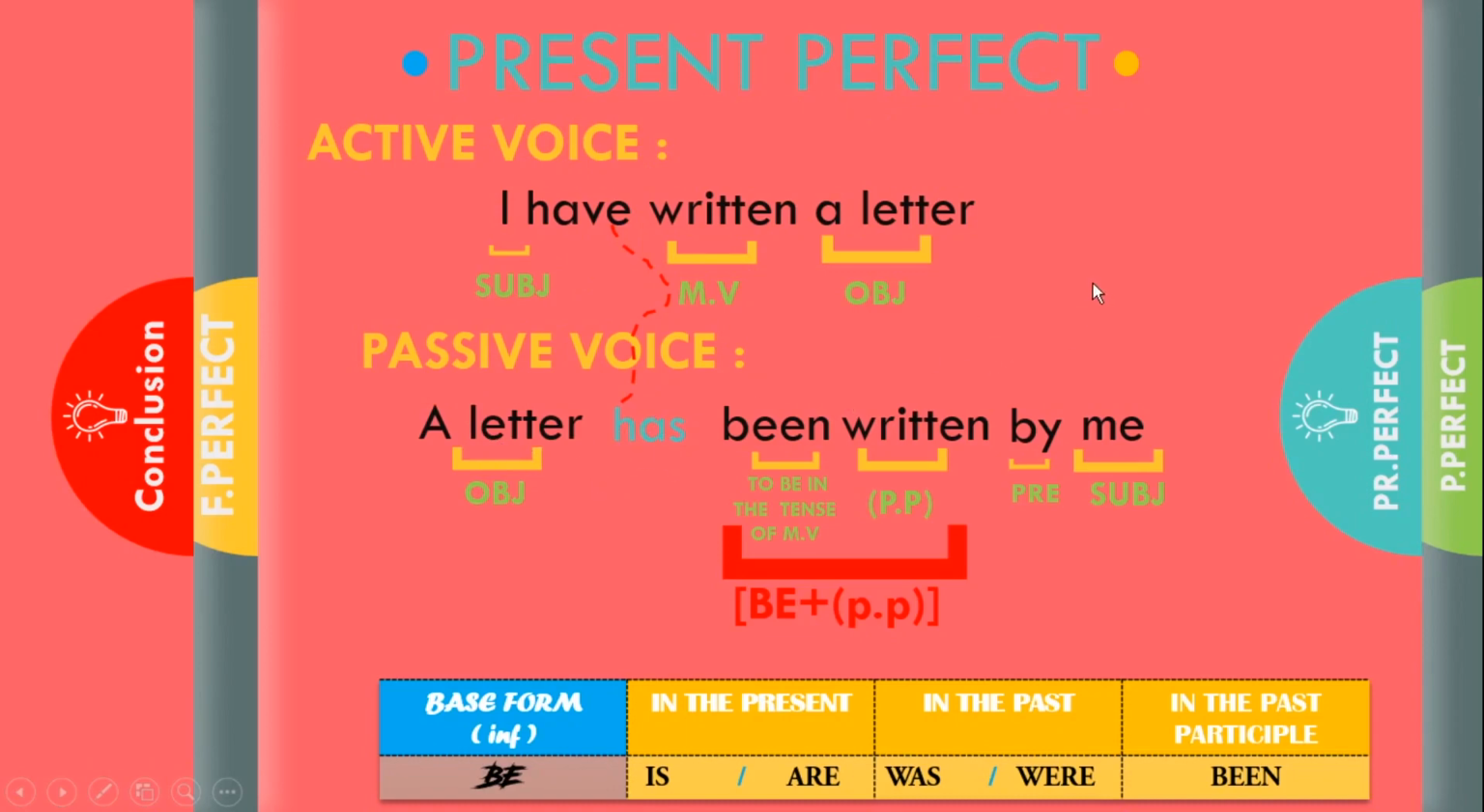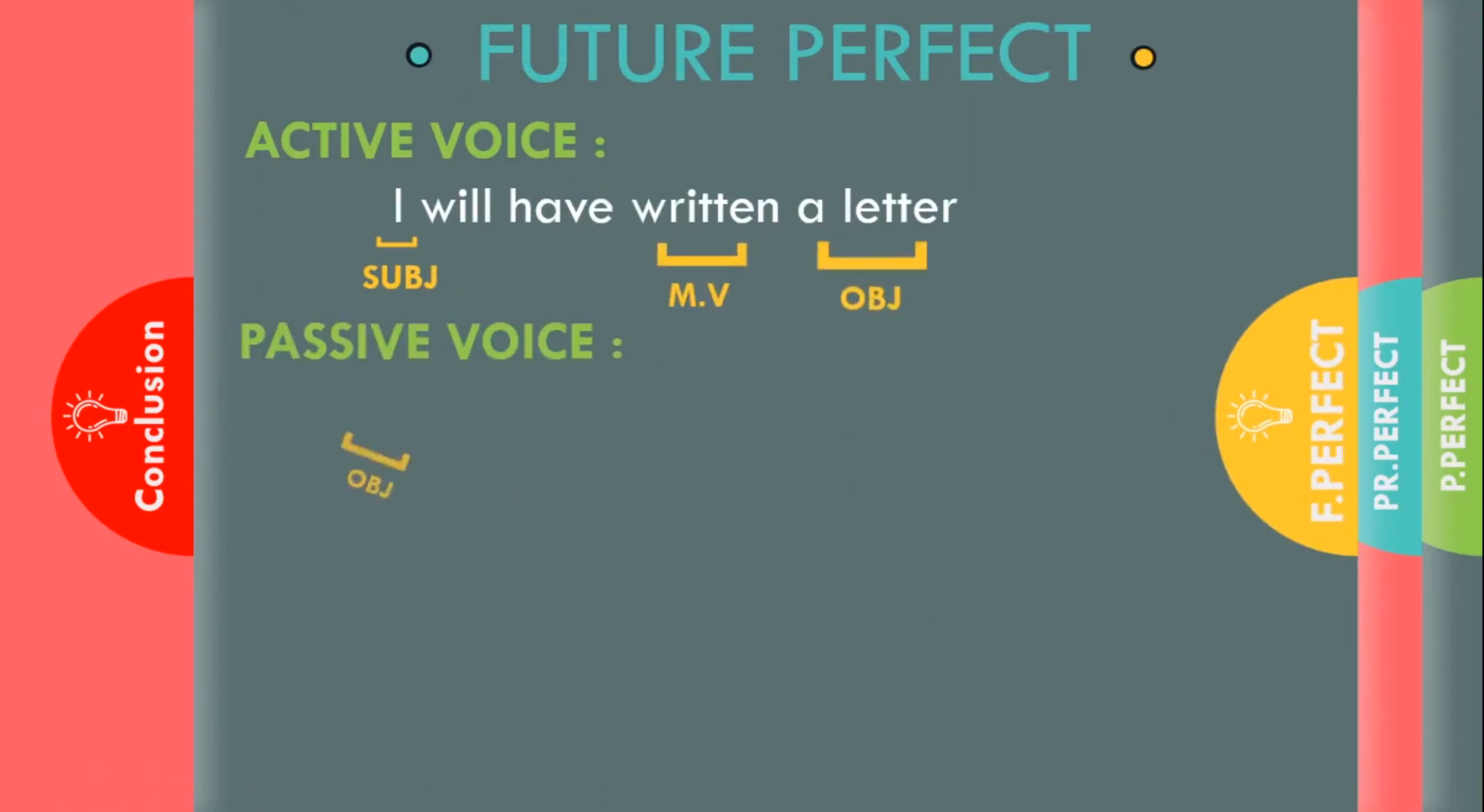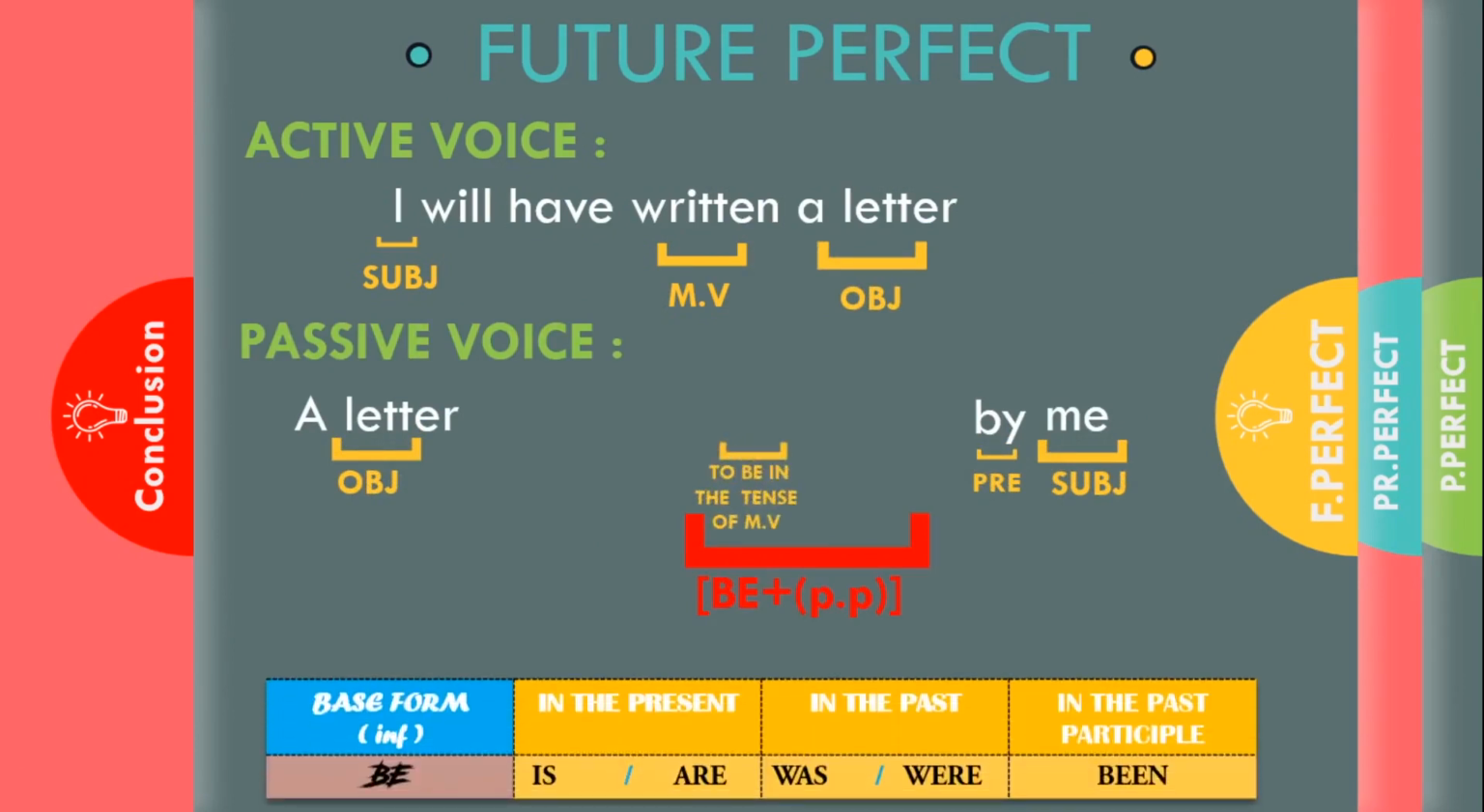Okay, so let's move to the future perfect. So we have I will have written a letter. Underline the element as usually. Alright, the object in the beginning, the subject in the end, by me. Alright, here we must put the rule of the passive voice be plus past participle. Then we must put the verb to be in the tense of the main verb, which is past participle, which is been. Then the main verb in the past participle. Then here we must put the modal, alright, and have. So here we will put will have.